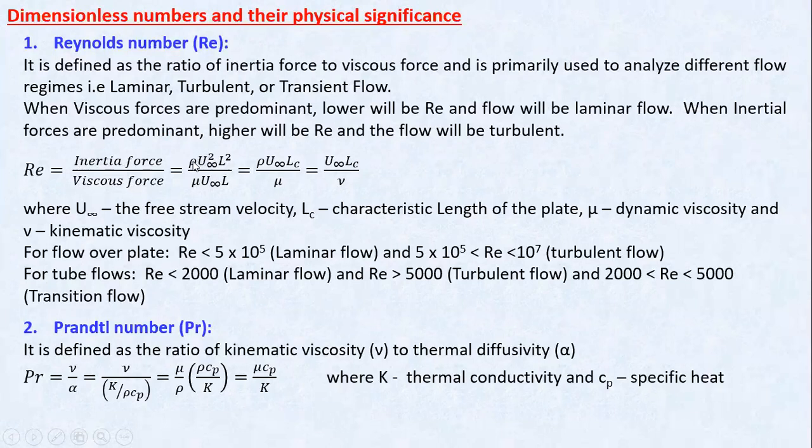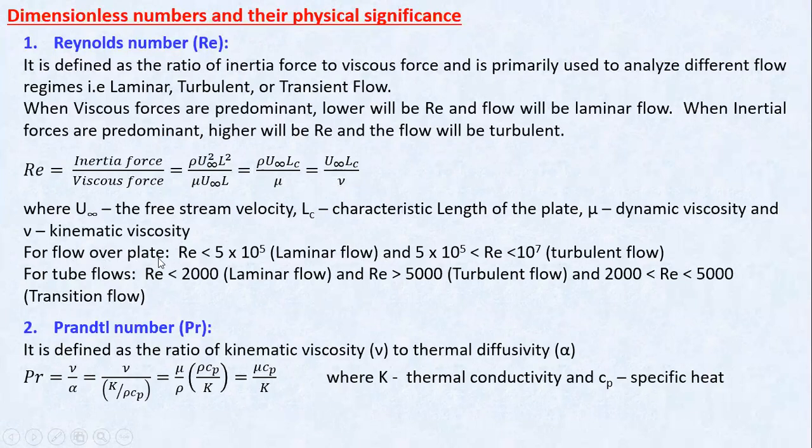If we substitute the expression, we get it as u infinity into characteristic length by nu, where u infinity is the free stream velocity, or the velocity of the fluid flowing. Lc is the characteristic length of the plate. This will be dealt with in detail in the coming slides. And mu is the dynamic viscosity. Mu by rho is replaced by nu, which is known as kinematic viscosity.